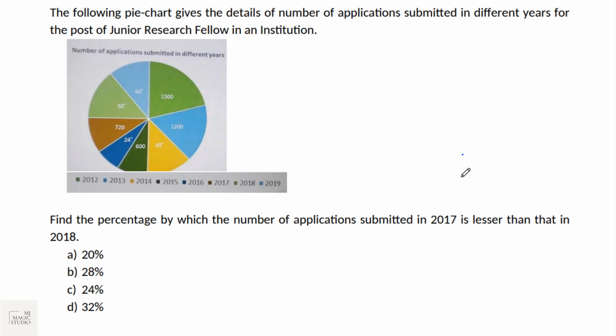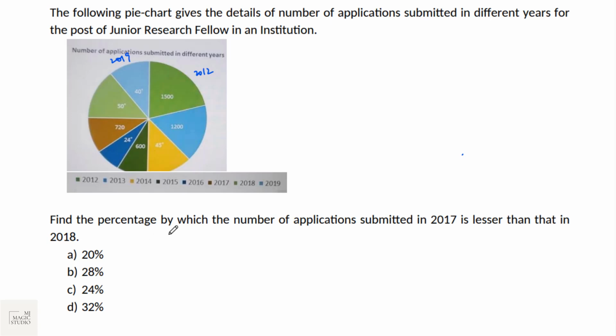Okay, the last set of questions from DI, you will get 1 or 2 questions from DI. Give it a try. The following pie chart gives the detail of number of applications submitted in different years for the post of JRF in an institution. We can see that a few times the numbers are given and the rest of the time degrees are given. The total degree of a pie chart is 360 degrees. It starts from yellow here. This is 2012, 2013, 14, 15, 16, 17, 18, 19. Let us see the question.